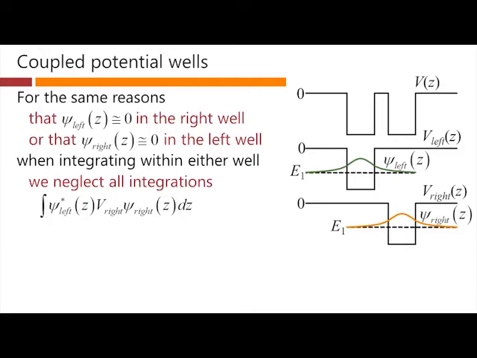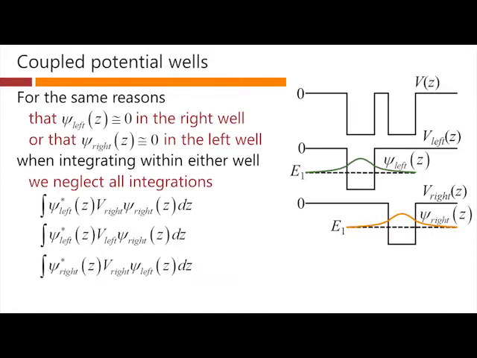Within either one of the wells, one or other of these conditions would be true, at least approximately for this one. And similarly, in this case, either V left is 0 or psi right is approximately 0. In one or other well, this will always be the case. One or other of these will be approximately 0. And similarly for these other terms here.